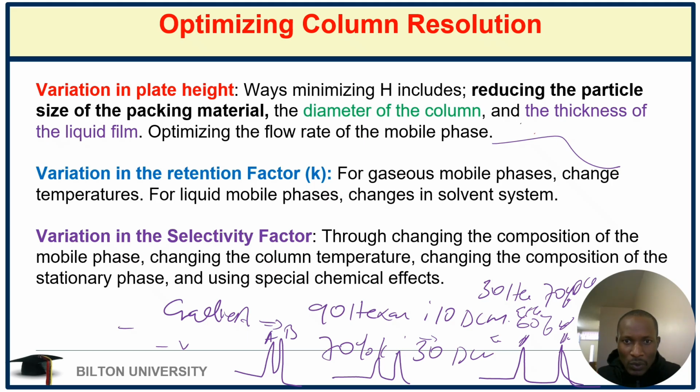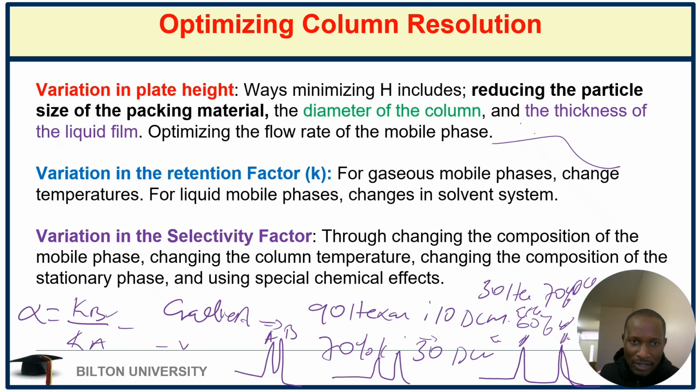And when it comes to variation in the selectivity factor, remember the selectivity factor by definition is the ratio of the distribution constants of the more retained species relative to the distribution constants of the less retained species. That is why we say the selectivity factor can be KB, the distribution constant of the most retained species, over the distribution constant of the less retained species.